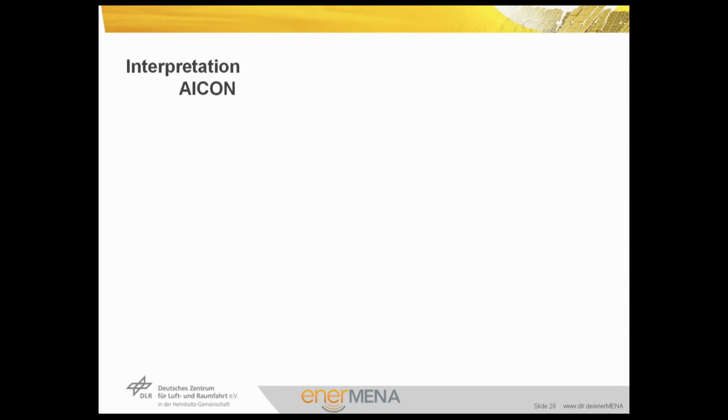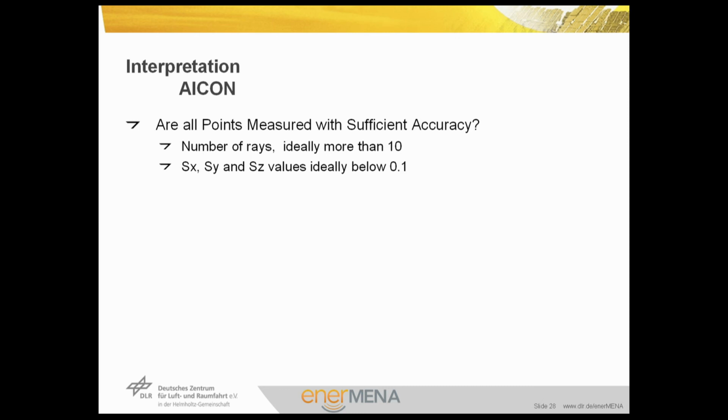How do I interpret now whether the results returned by the AICON software are good? You have to check whether all points of interest have been actually measured and if they are measured with sufficient accuracy. The final window of the evaluation screen offers also a 3D view where you can check whether all points of interest have been measured. The number of rays, which means the images in which a certain target has been found, should be more than 10. The uncertainties in the different directions should be lower than 0.1 millimeter.